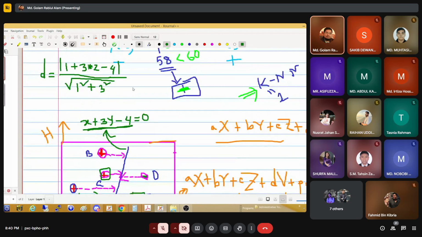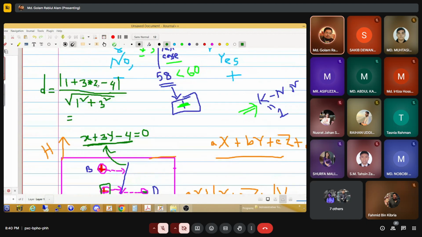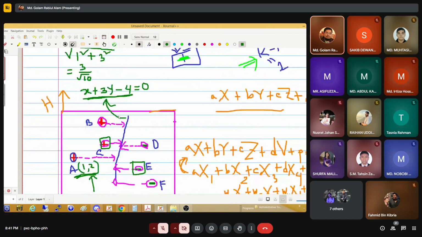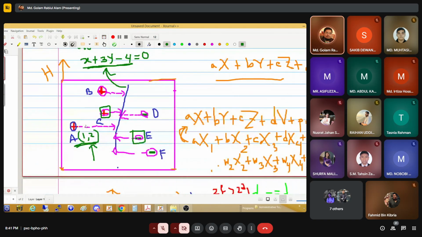The distance will be, in that case, 3 times 2 is 6, plus 1 is 7, minus 4 is 3, divided by the square root of 3 square, which is 9, and 1, which is 10. So that is the square root of 10. This one will be the distance. So this distance will be 3 by the square root of 10.